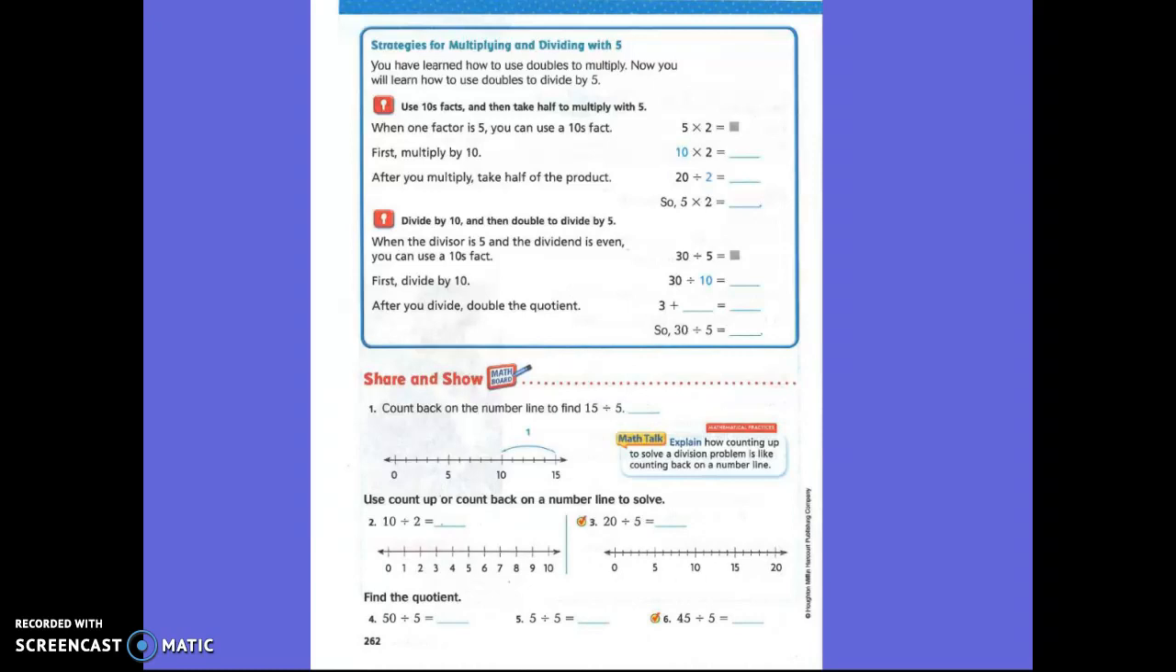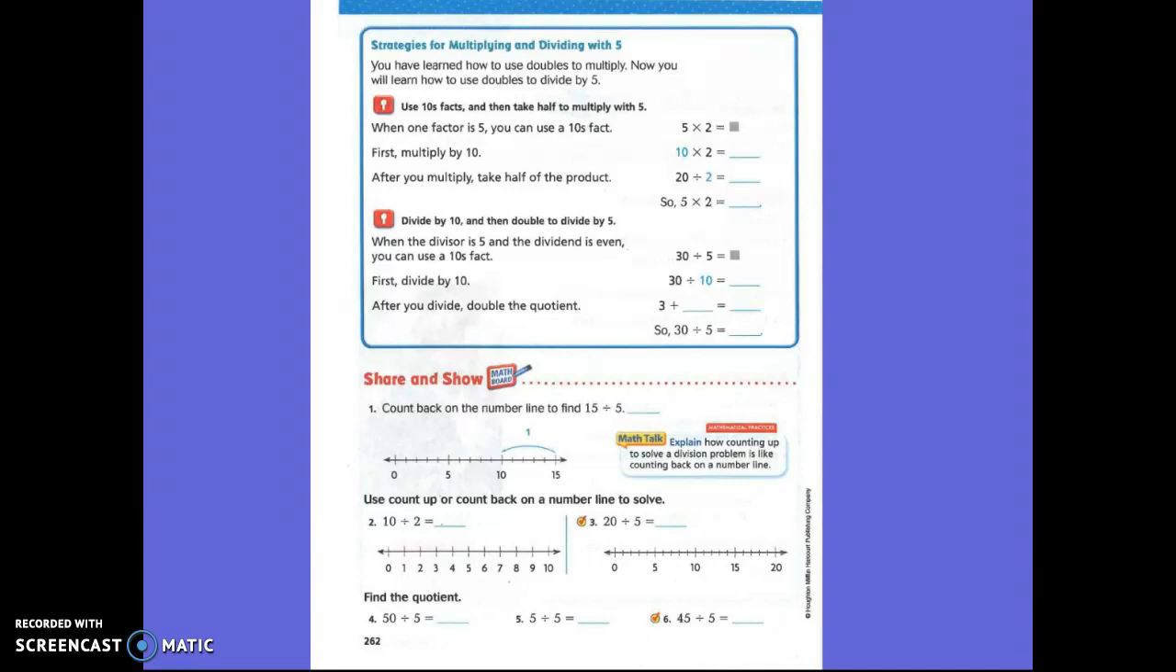You have learned how to use doubles to multiply. Now you will learn how to use doubles to divide by 5. Okay, so one way is use tens facts and then take half to multiply with 5. So when one factor is 5, you can use a tens fact. So they're doing 5 times 2. First, multiply by 10 instead of 5.